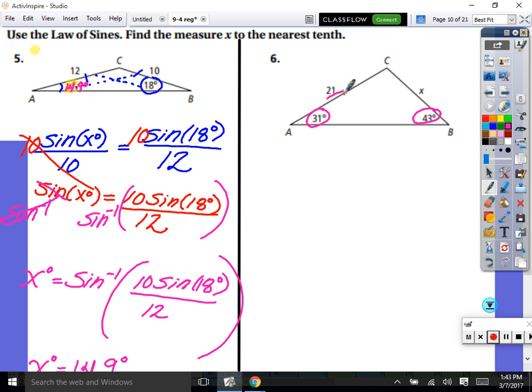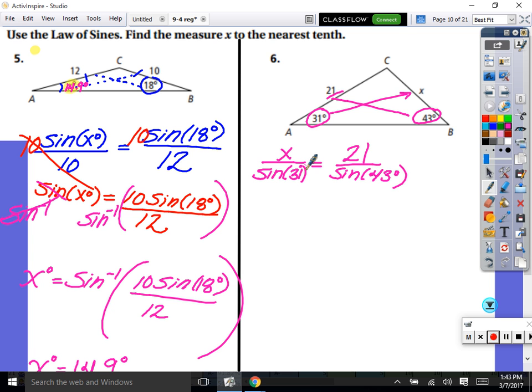So now I always put what I'm trying to find on top. So isn't that x? So it'd be the side divided by sine of the angle across. So x over sine of 31 equals, you guys see how those go hand in hand? Equals, now we're switching this trig ratio. So we have to put 21 on top. We did the side on top. So 21 over sine of 43 degrees. That's degrees. And now we'll just use algebra to solve for x.